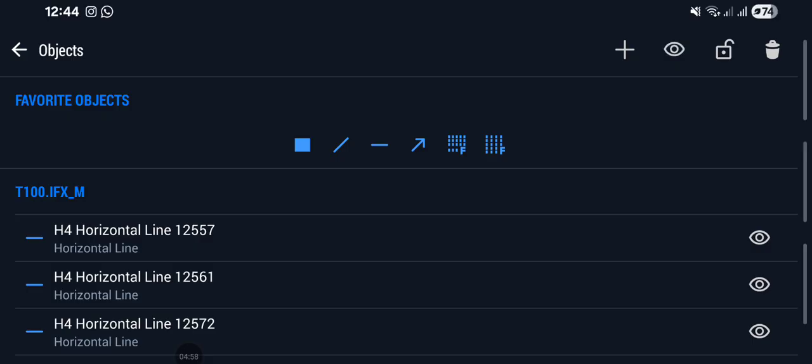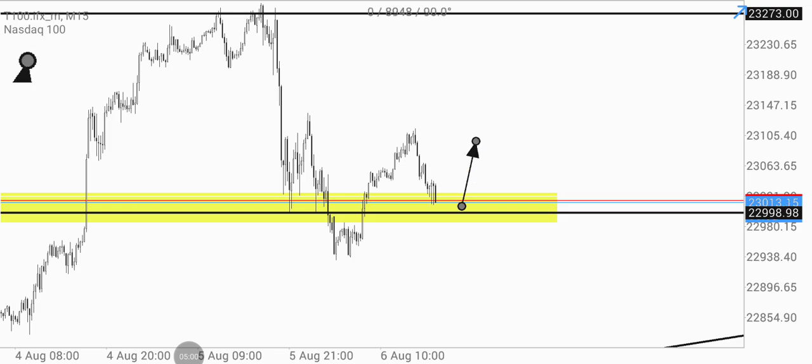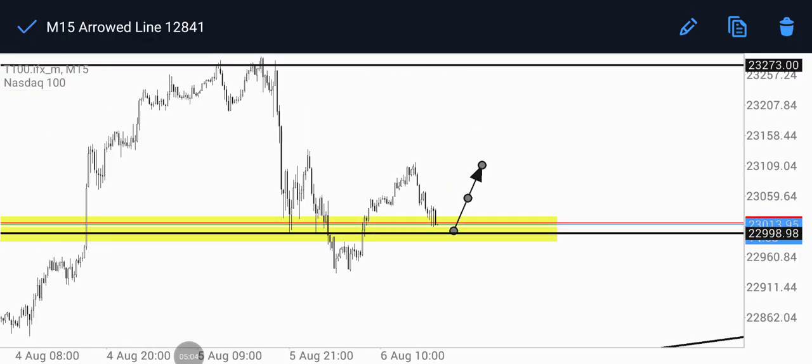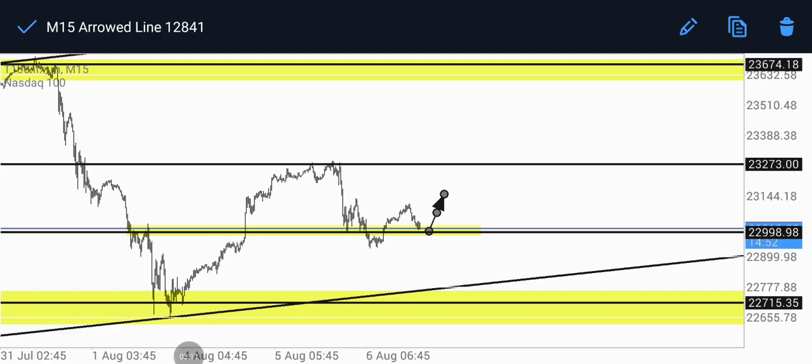So I'm expecting the market to at least reject here and then give me a bullish candle for me to start buying. Before that, I'm not going to be buying. I'll be waiting to see how the market plays out. But so far, if you buy after that bullish confirmation, this is going to be your first take profit around the 23273 horizontal line, and then your second take profit will be all the way up until there.